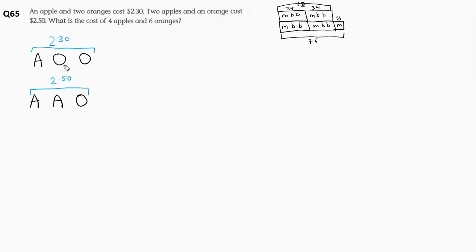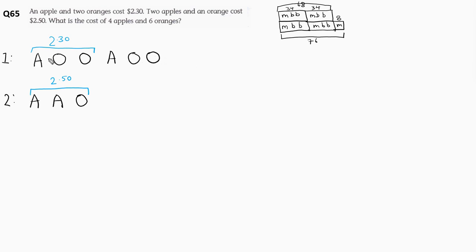Now, what I'm noticing here is in this group we have one apple, and in this group we have two apples. So what I'm going to do is double this group. I'm going to draw another group just like this one. Okay, so imagine this is like a bar. So this is bar 1 and this is bar 2. So in bar 1, I'm going to add another group that looks like this. So one apple and two oranges.